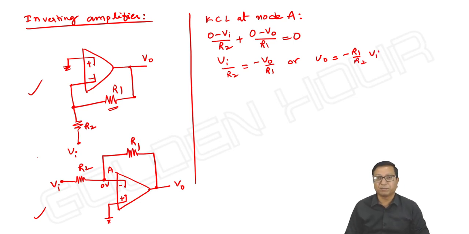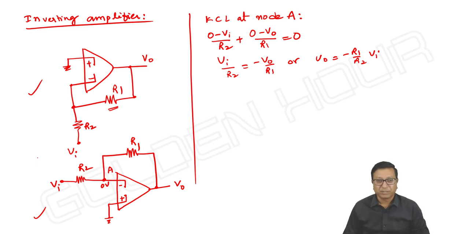Very, very simple point. Or the gain V output by Vi is equal to minus R1 by R2. We know it. A very, very simple thing. In the previous section, we observed how complex the equations were appearing. Later, by taking open loop gain A equal to infinity, how simple we can make things. Okay, this is the idea.